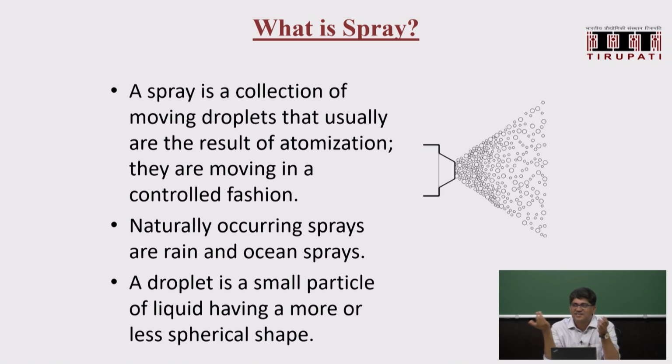What is the best example you can see of a spray? Naturally, rain always moves down, so it is a spraying of liquid. Or if you go to the ocean shores, with the waves there is a lot of small mist coming up. And I also told you a droplet is more or less a spherical shape; it need not be exactly spherical.